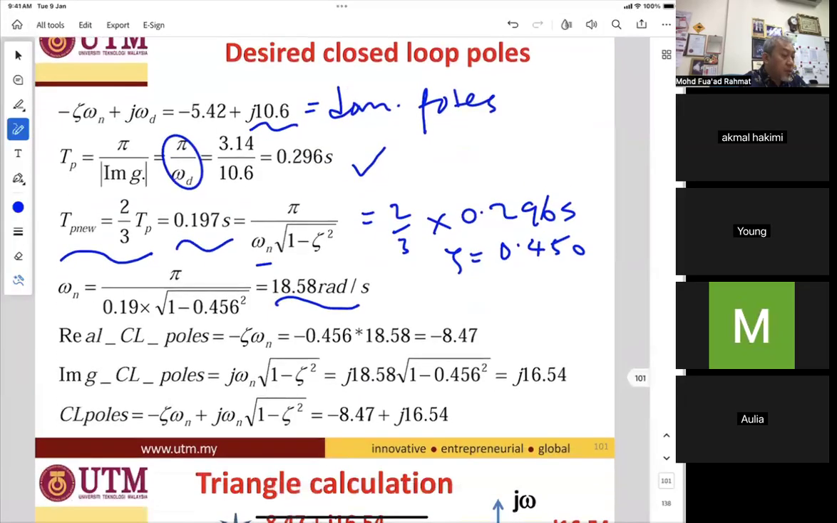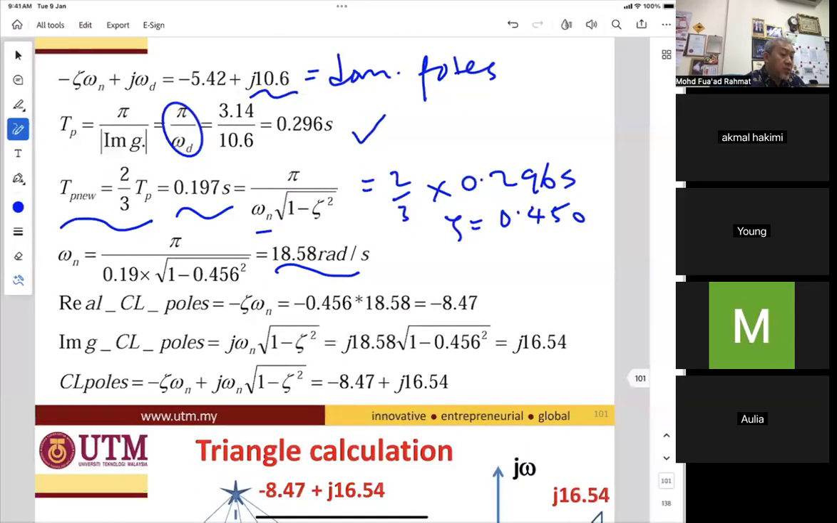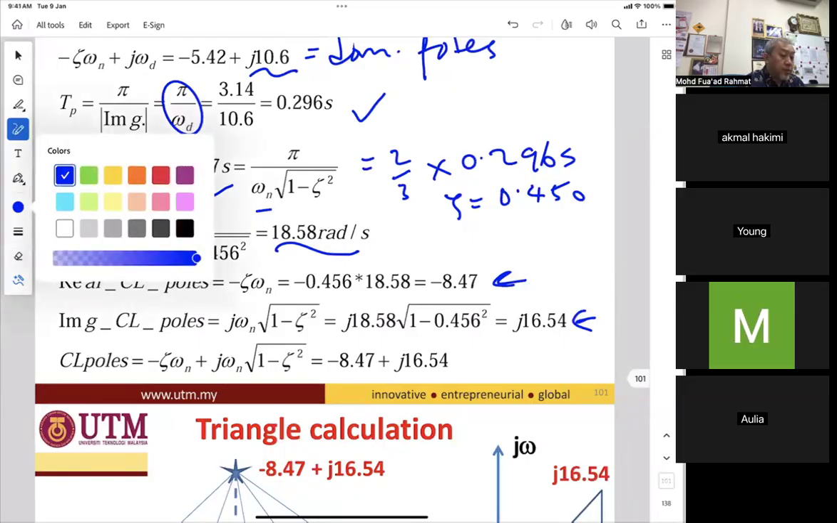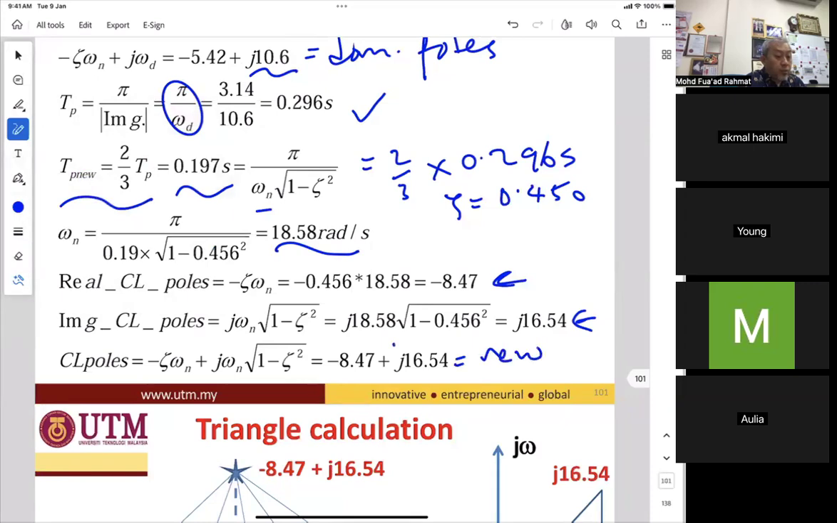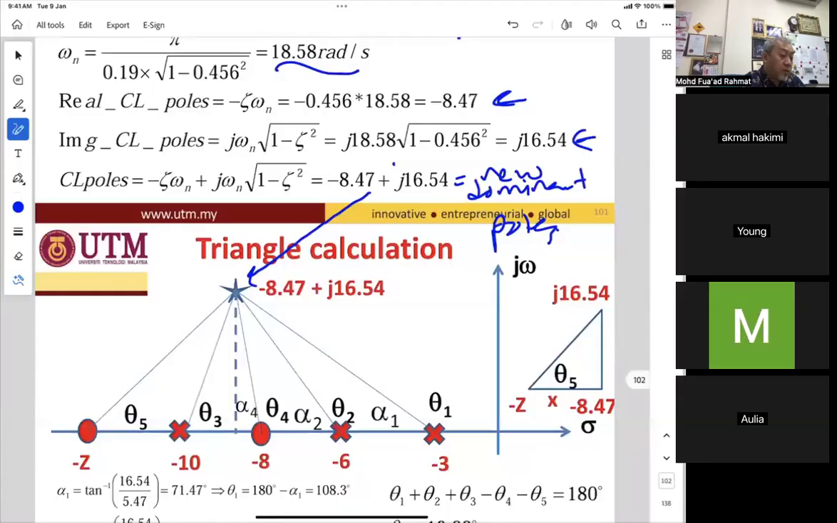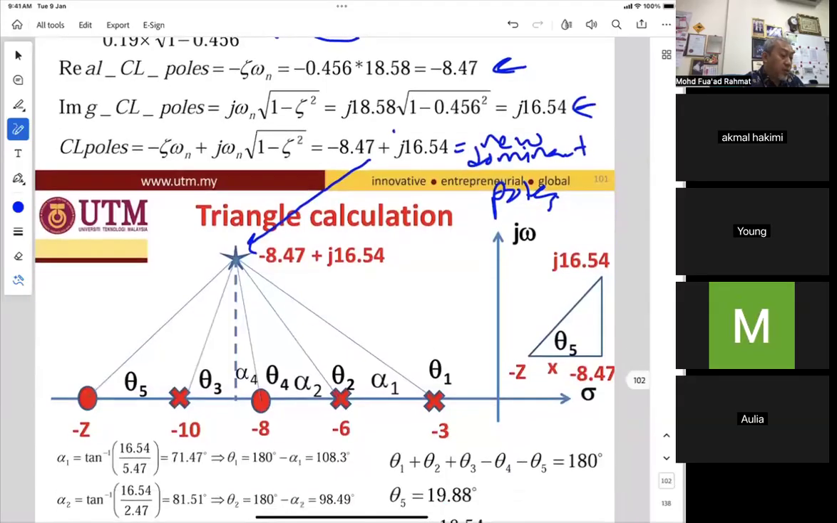Okay. Then you get the new dominant poles, which is the real part is -8.17, and the imaginary part is j16.54. So this is the new dominant pole. Okay. So you use this pole, the new dominant pole, as the test point over here to calculate the angle for the PD controller. Okay.